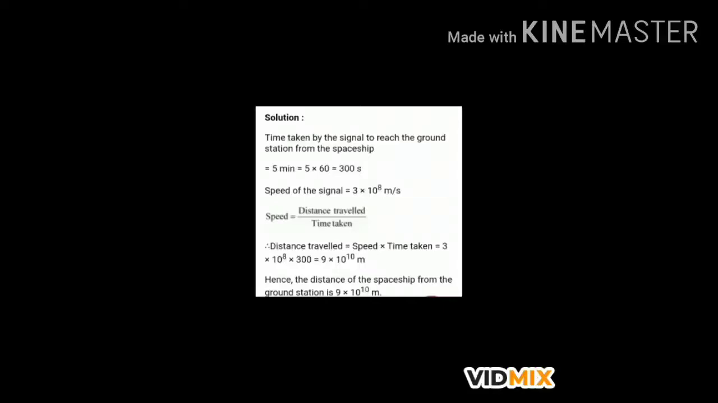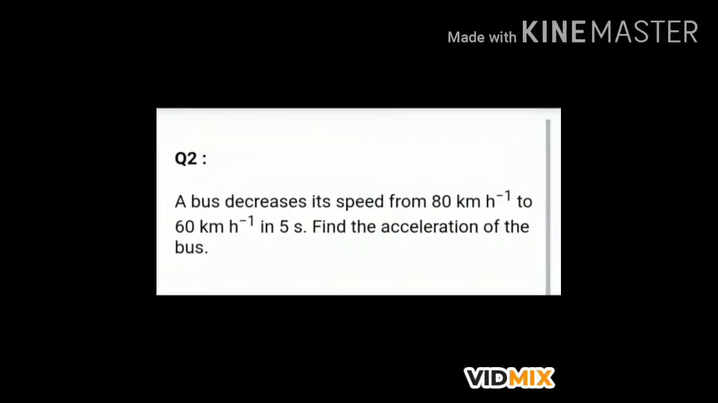So the answer will be 9 into 10 to the power 8 meter. Hence the distance of the spaceship from the ground station is 9 into 10 to the power 8 meter. Now moving on to question number 2.